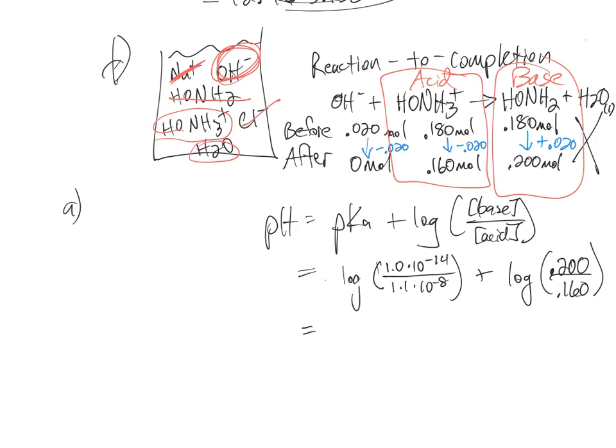And then it's a matter of number crunching. 6.041 plus 0.097, and that works out to be 6.138. That's our final answer.